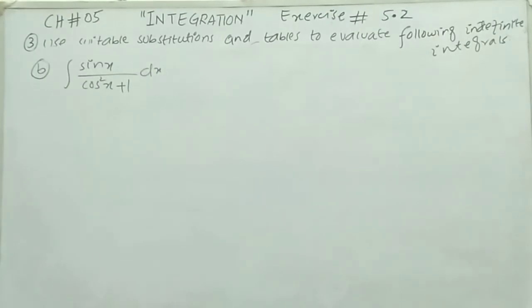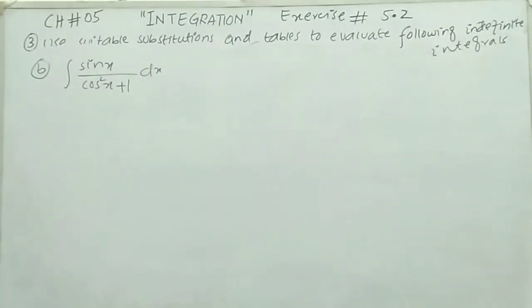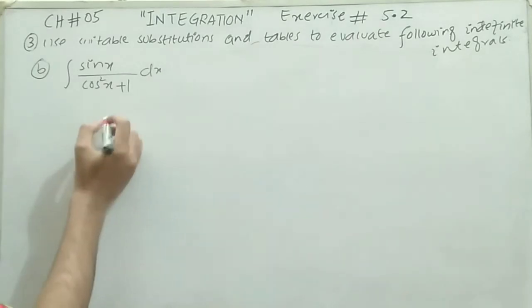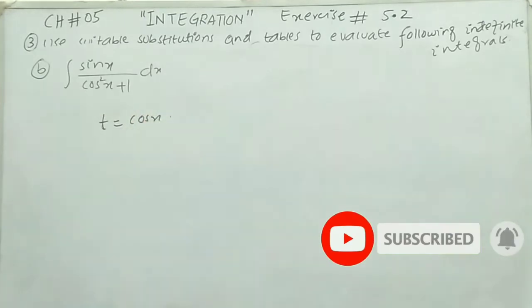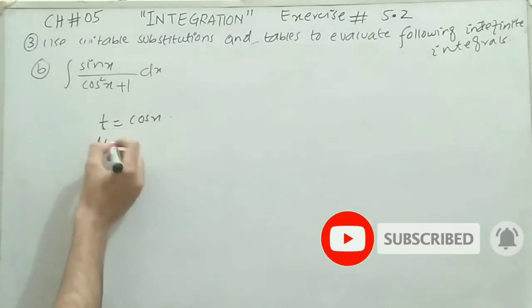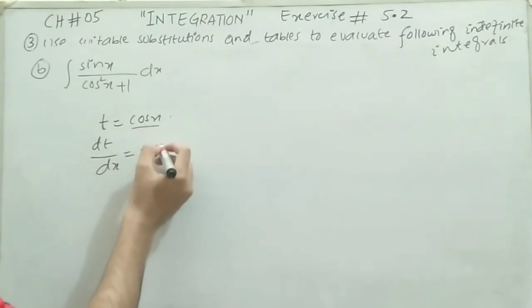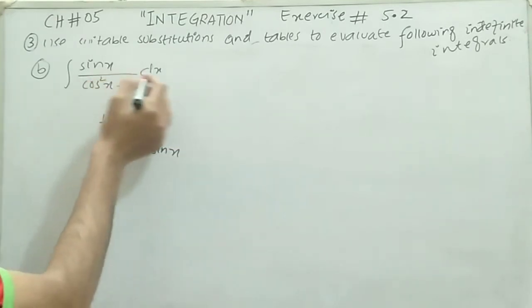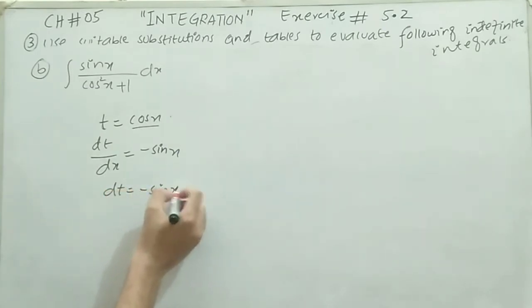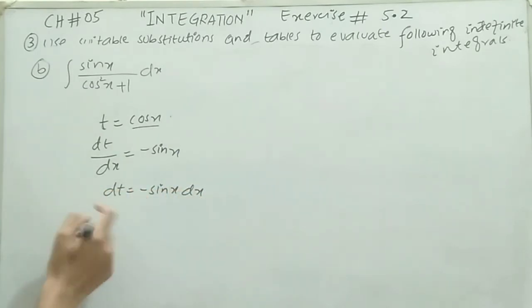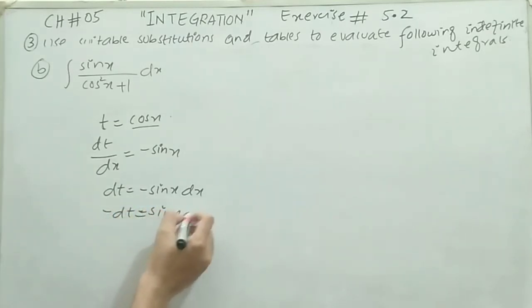Now move toward part number B of question number 3. It tells the integral of sin x dx over cos square x plus 1. Let's suppose in this part B I take t is equal to cos of x. Now taking the derivative of both sides with respect to x, dt by dx will be the derivative of cos x, which is negative sin x. And here we have sin x dx, so it becomes dt is equal to negative sin x dx. Now shift this minus to this side, it becomes minus dt will be equal to sin x dx.